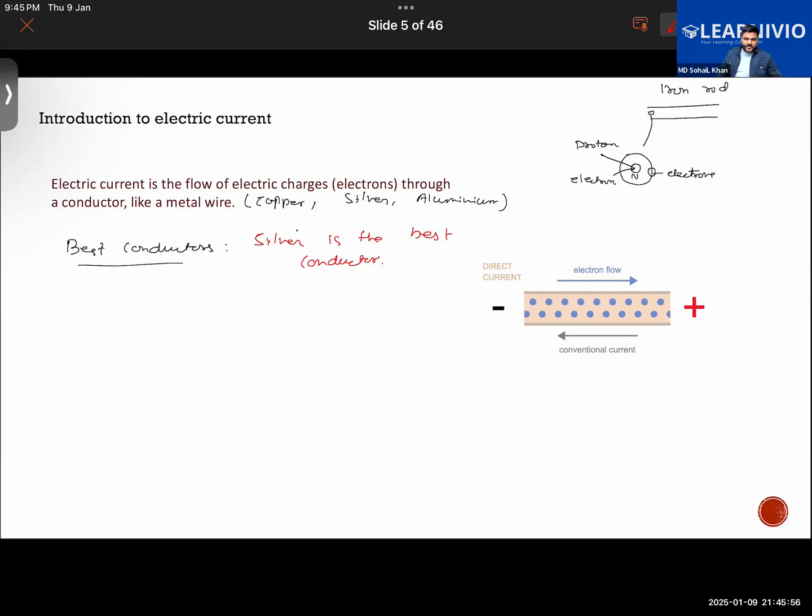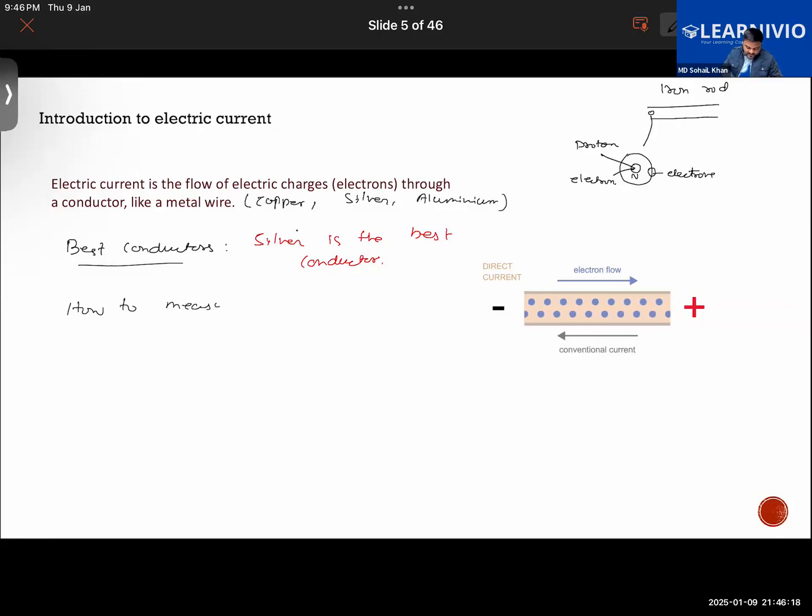Okay, and how many metals do we have? Any idea? There are a total of 94 metals. So out of all the 94 metals, silver is the best conductor. Anyways, now how do we measure electricity? Like how much current is passing through a given wire? How do we measure it?